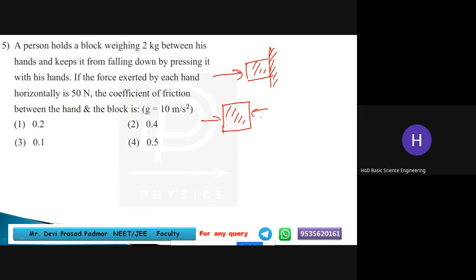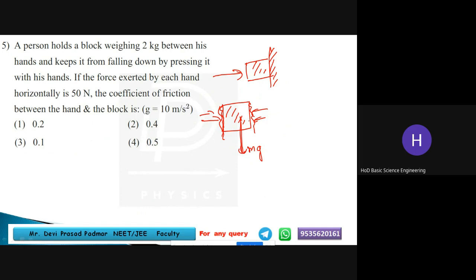So what happens here? Due to one hand, there will be some friction, and on the other side, due to the other hand, there will be some friction on this block, right? Therefore, here you have to consider 2 times this frictional force. It tries to move downward, and that is nothing but mg. If this has to be at rest, this downward force must be balanced by frictional force.